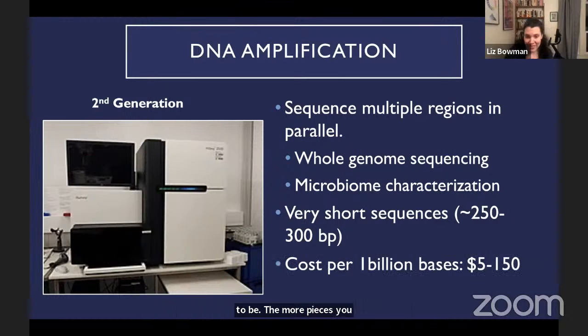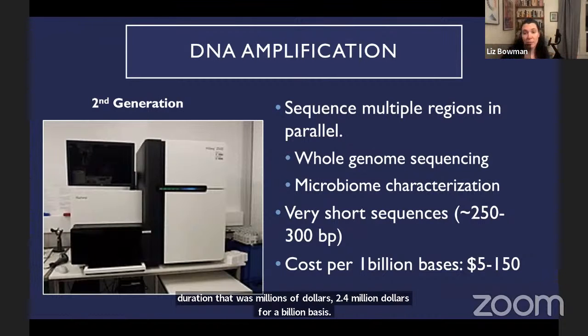But the cost is astronomically lower. For 1 billion bases, it's $5 to $150. If you remember, Sanger sequencing, the first generation, was millions of dollars, $2.4 million for 1 billion bases. So it comes way down. It's a lot faster and a lot cheaper.